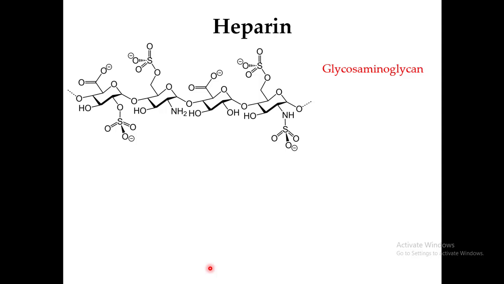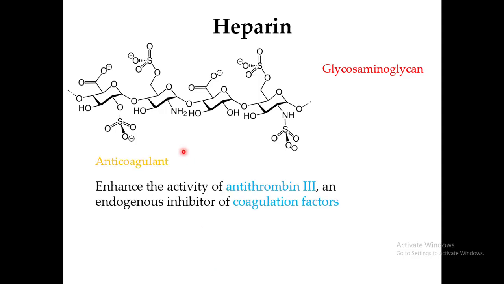Now, the heparin that is present in the basophils is a natural anticoagulant, and what the heparin does is that it enhances the activity of the antithrombin 3, and this antithrombin 3 is an endogenous inhibitor of the coagulation factors that we will see in the body.